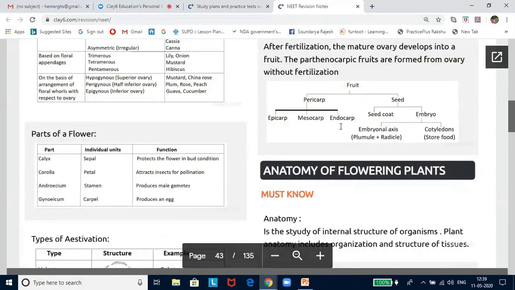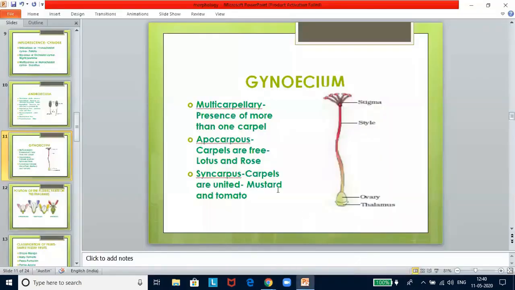Now, fruit. After fertilization, the mature ovary develops into fruit. Parthenocarpic fruits are formed from the ovary without fertilization. The fruit is broadly divided into pericarp and the seed. Pericarp is divided into epicarp, the outermost layer, mesocarp, the middle layer, and endocarp, the innermost layer. Now if you look at the seed, it is divided into seed coat and embryo. The embryo is divided into embryonal axis and cotyledons. The embryonal axis has a plumule and a radicle, and the cotyledons store the food. This is what has been put concisely and comprehensively in the PDF.